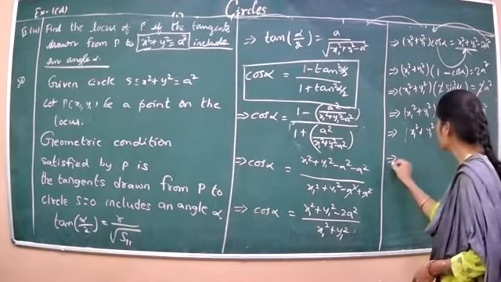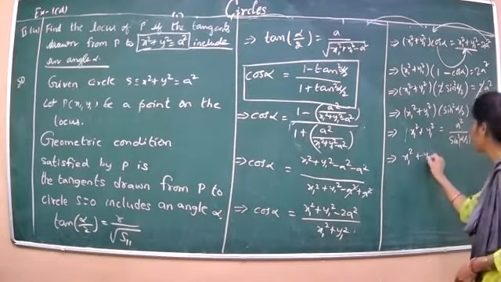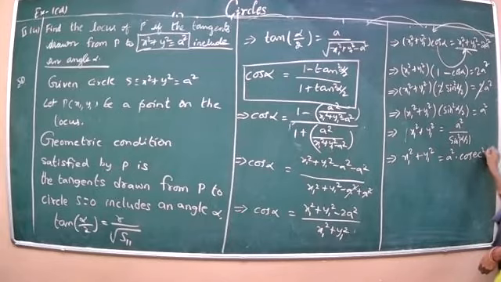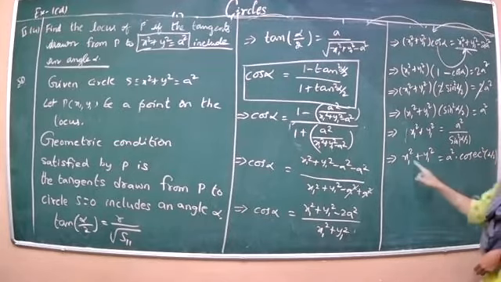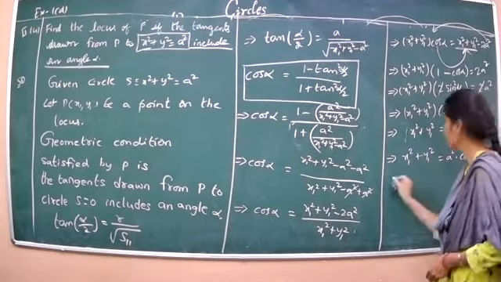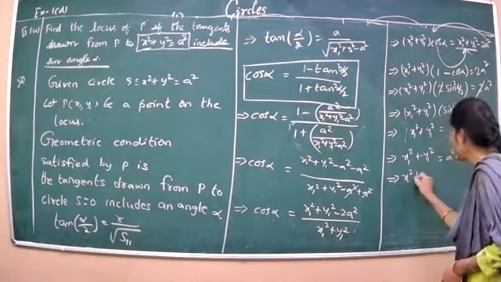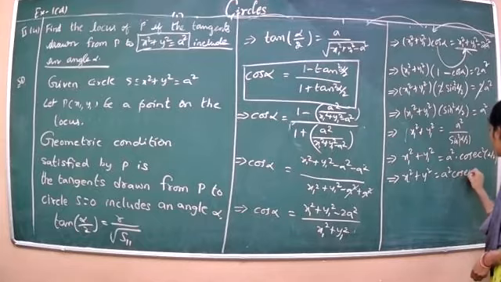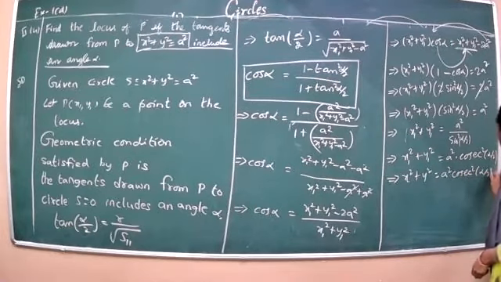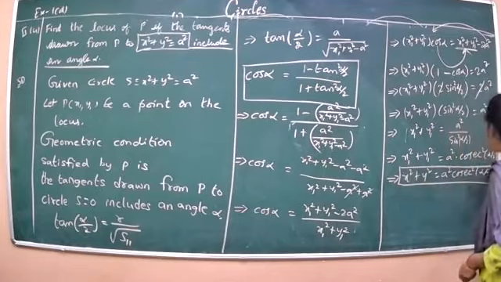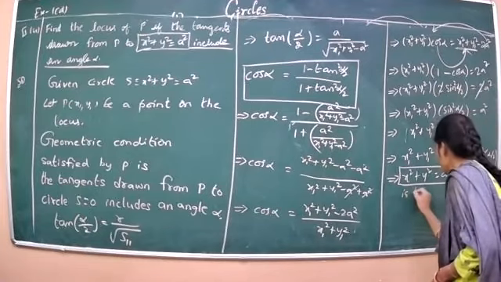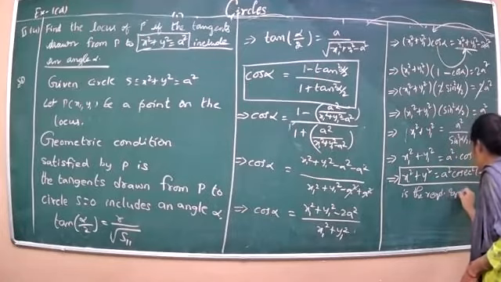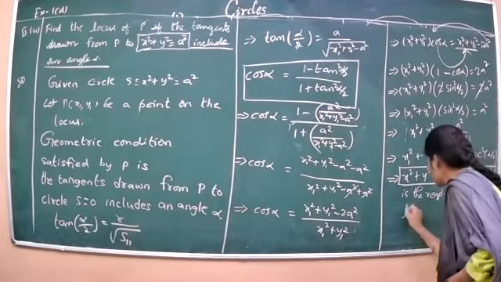What is 1 by sine square, children? Cosecant square. So x1 square plus y1 square is a square into cosecant square alpha by 2. Dropping x dash and y dash, we will get x square plus y square is equal to a square cosecant square alpha by 2, is the required equation of locus of P.